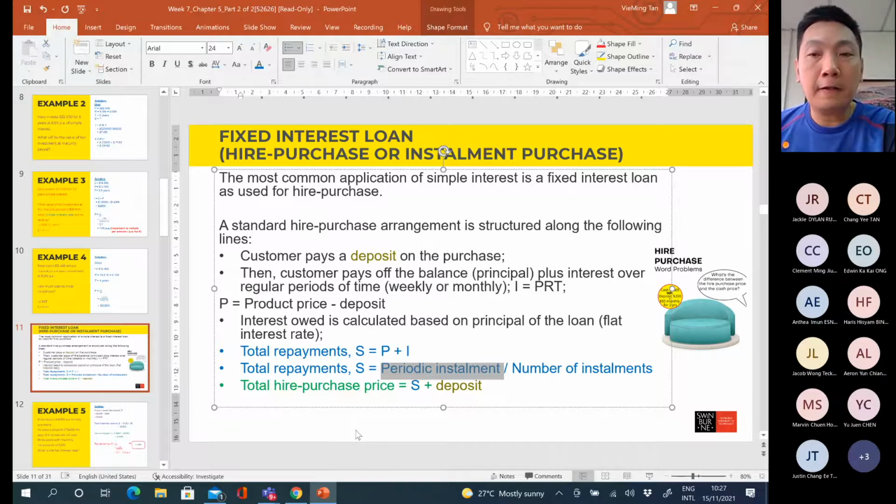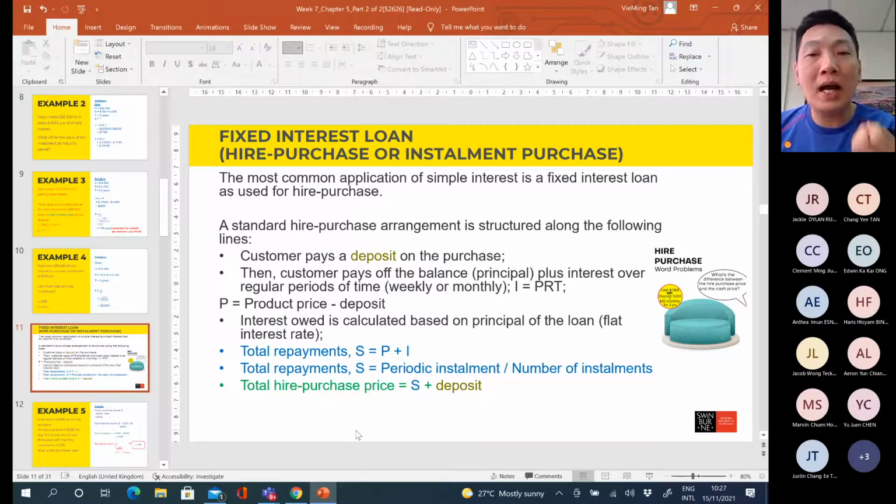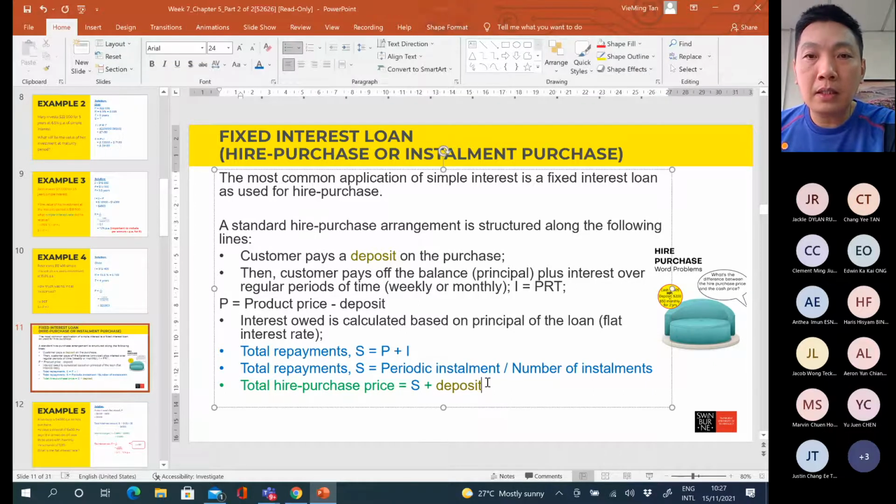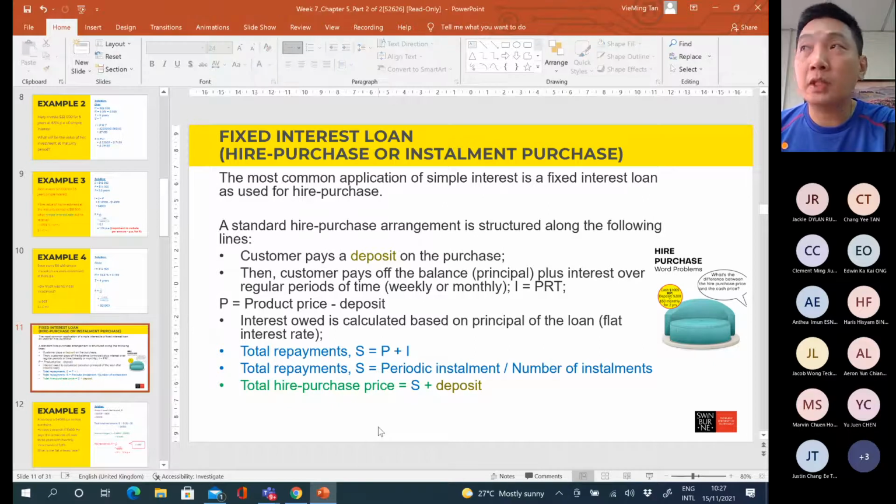Finally, if the question asks you to calculate the total hire purchase price, what is the formula? The formula is S plus deposit. Then you can get the total hire purchase. That means this is the total amount of money that has to be paid by the customer under the installment purchase. Installment purchase is also called hire purchase. So it is using the concept of simple interest as well.